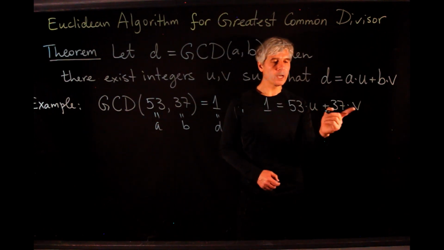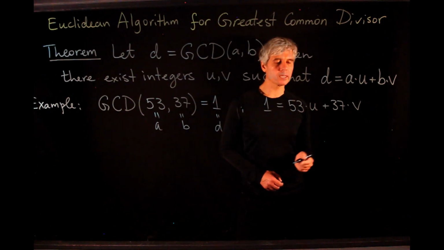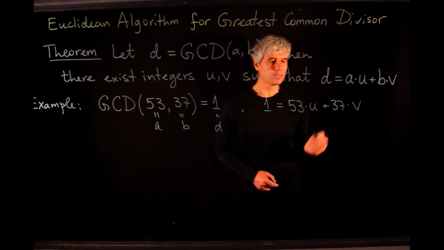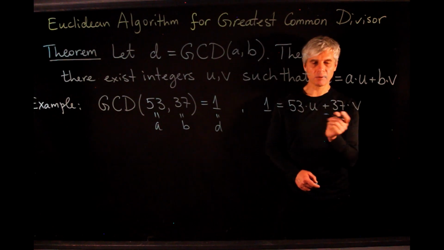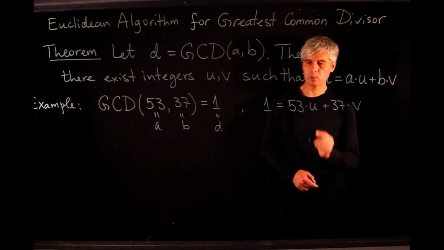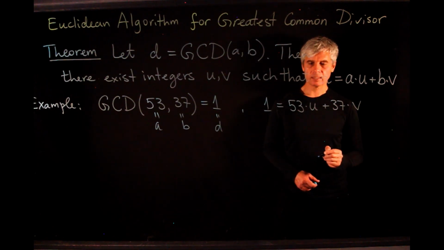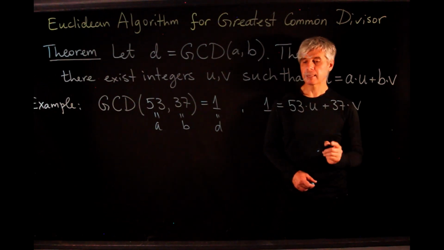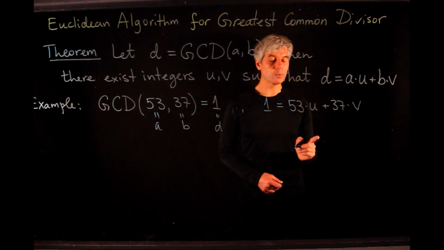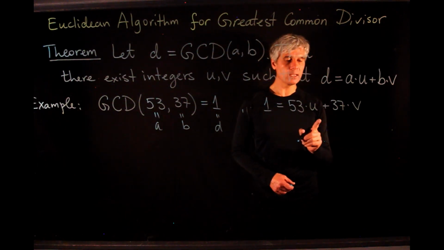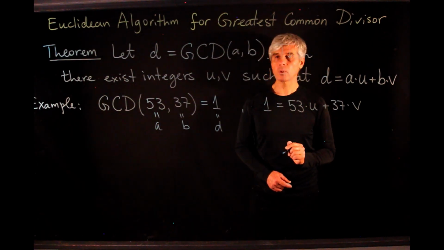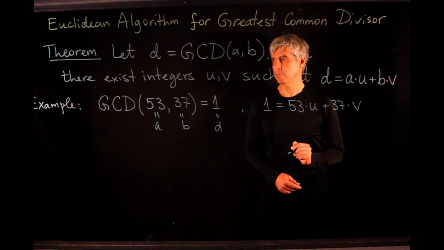Now, clearly, one of these has to be positive and one has to be negative. But what are the values of these integers? Well, I don't know, right? So trying to guess the values of U and V is rather challenging. But the nice thing is that we can calculate the values of U and V using a version of Euclidean algorithm, which is called extended Euclidean algorithm.